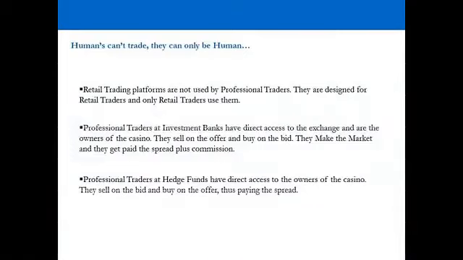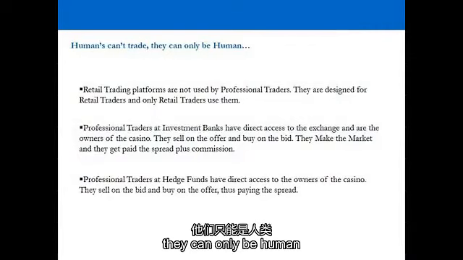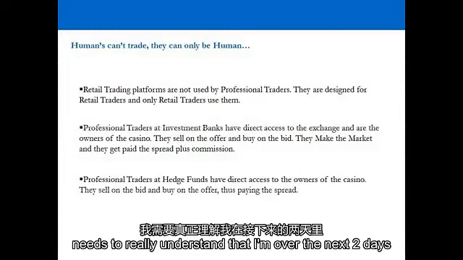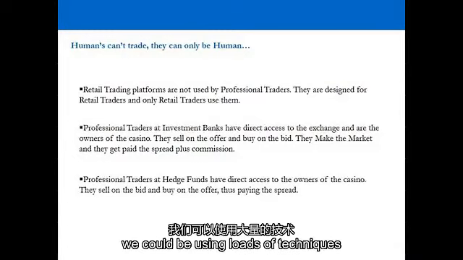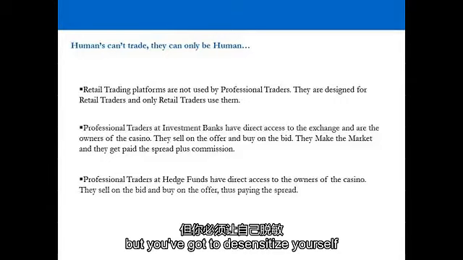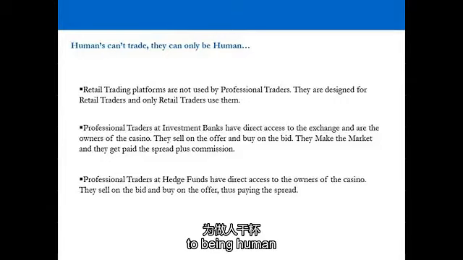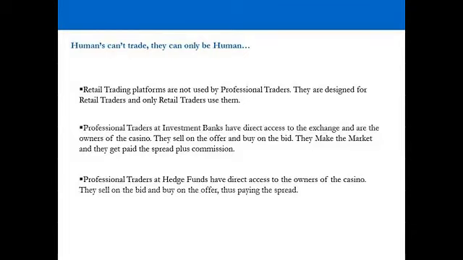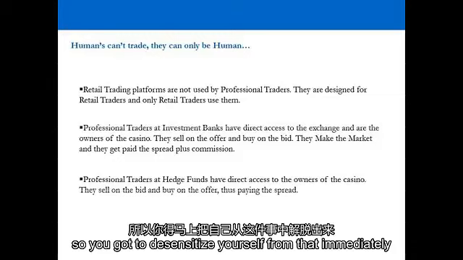I really like this statement. Humans can't trade, they can only be human. You need to really understand that. And over the next 2 days, we're going to be using loads of techniques. It'll be probably around tomorrow lunchtime, afternoon. But you've got to desensitize yourself to being human, because humans make awful traders. Humans can't trade. So you've got to desensitize yourself from that immediately.